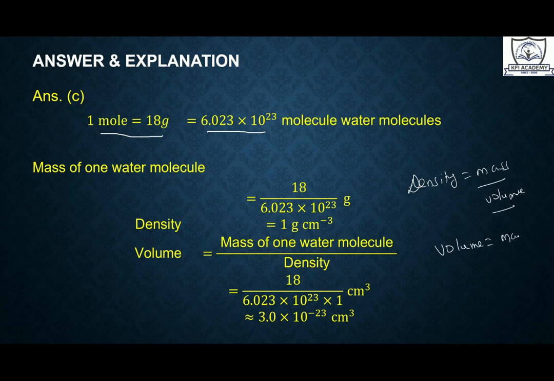So volume is equal to mass by density. The mass we are calculating as 18 divided by Avogadro number, and the density is equal to 1. So approximately, if you divide, the answer is 3 into 10 power minus 23 centimeter cube. So one molecule of water occupies 3.0 into 10 power minus 23 centimeter cube.